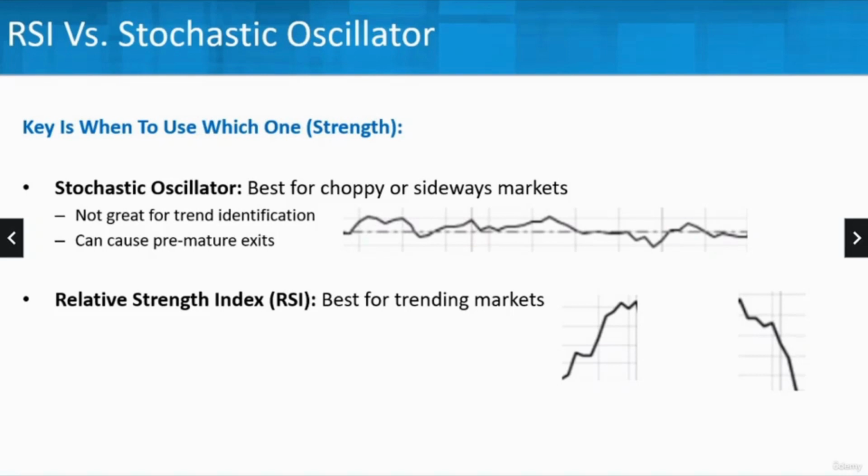And if it's used in a strong trend, sometimes that can cause a premature exit. Let's say you're in a strong upward trend and it's accelerating, the stochastic might not show that as much, and you might exit a little bit sooner with a stochastic oscillator. As opposed to the relative strength index, which is really great for trending markets.